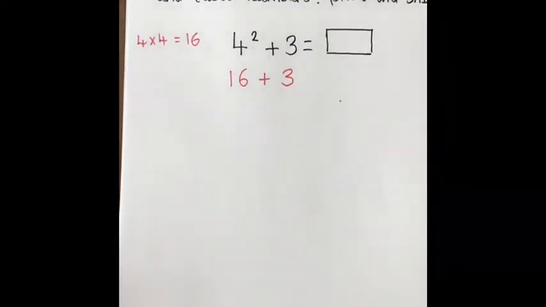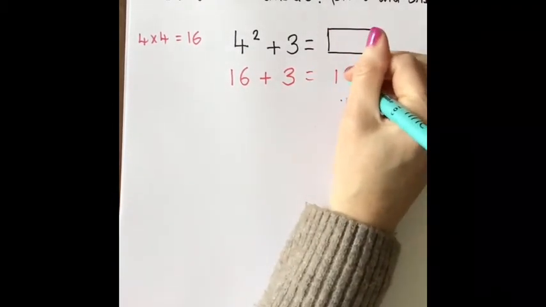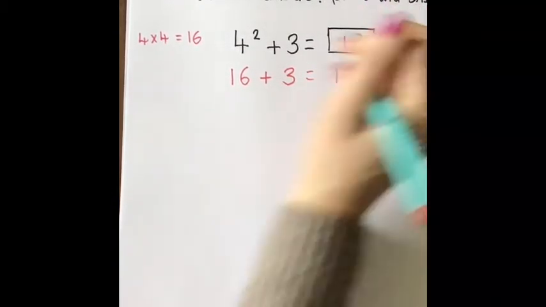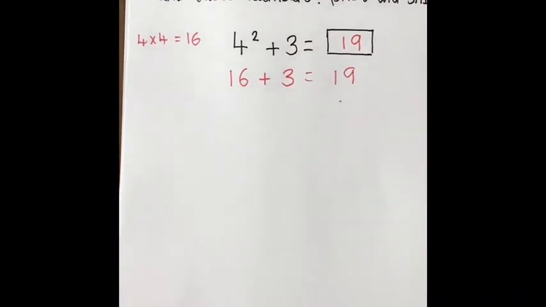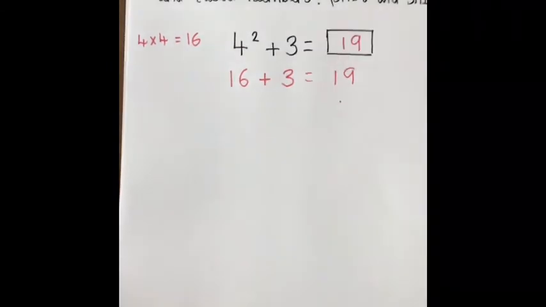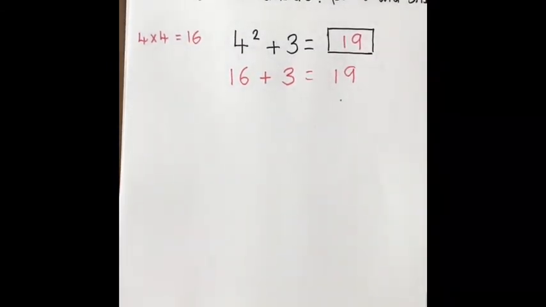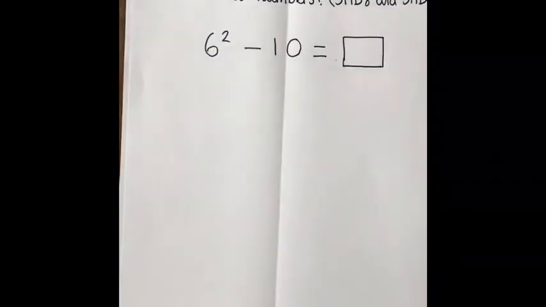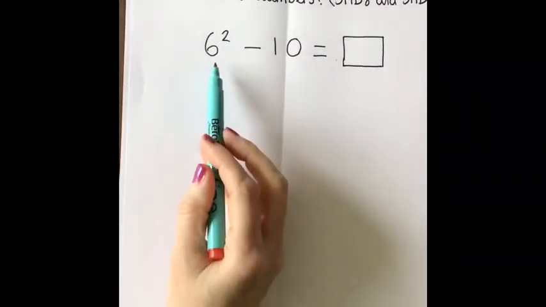We can then do 16 add 3. 16 add 3 is 19. So 19 is our answer. We just need to remember to square that number first before finding out the answer. So I've got one for you to try here. I'd like you to have a go at 6 squared, subtract 10. Pause the video, calculate, and then come back and check.